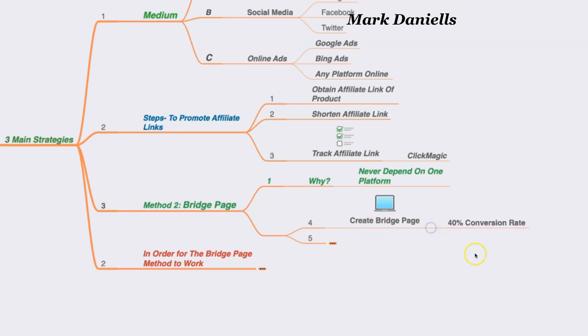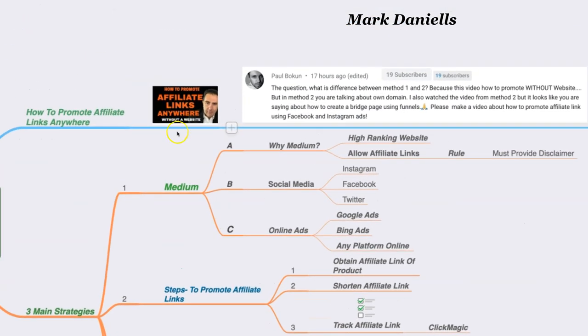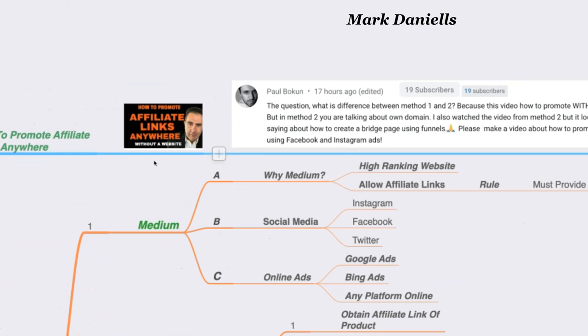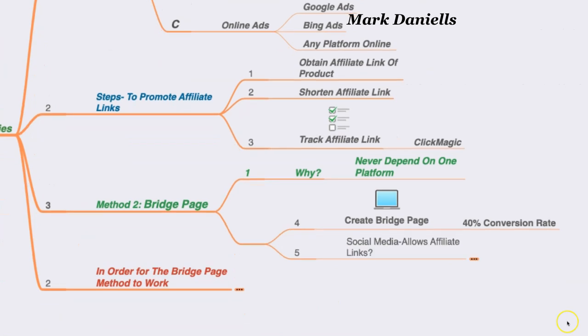A bridge page is basically, if you watch this video up here, how to promote affiliate links anywhere without a website, I go a little bit more into detail of how to create a bridge page for affiliate marketing. Usually that gives us about 40% conversion rate. Now, before I go any further, because I don't want anybody to ask me, hey, is there something else you didn't tell us?